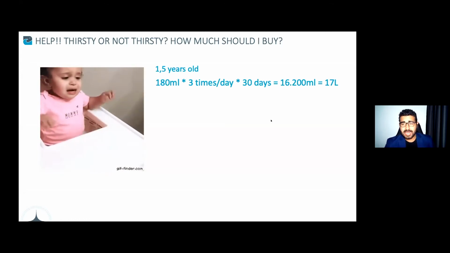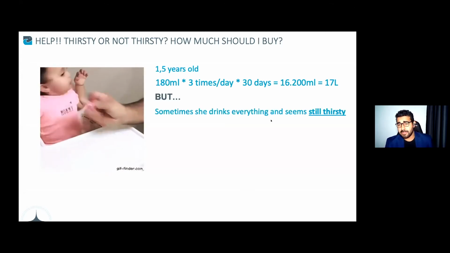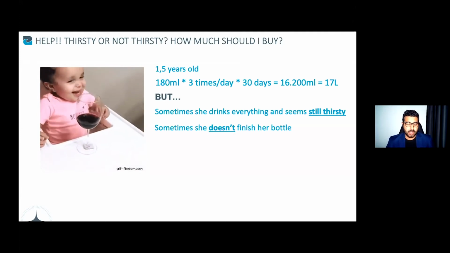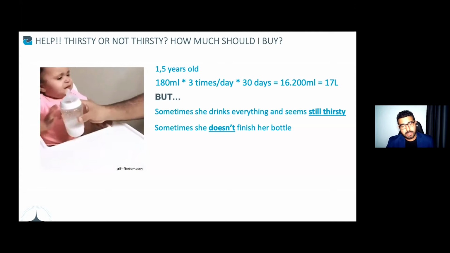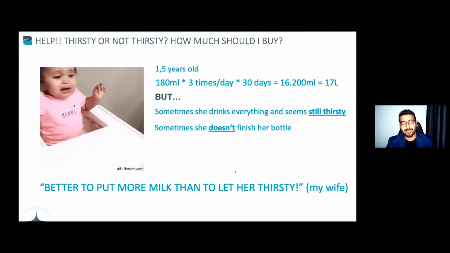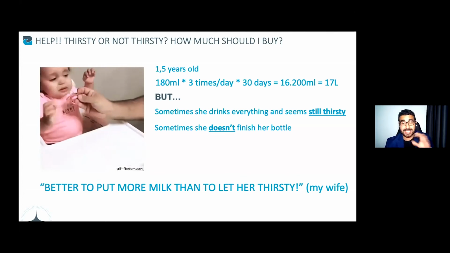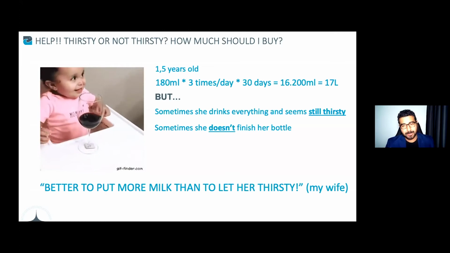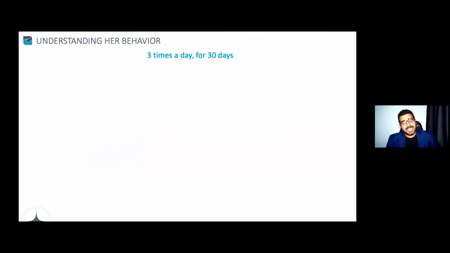But then I noticed that sometimes she drinks everything and seems that she is still thirsty. And sometimes she doesn't finish her bottle, obviously. And my wife used to say, well, better to put more milk than let her thirsty. Do you agree? Well, to me, it's not like that.